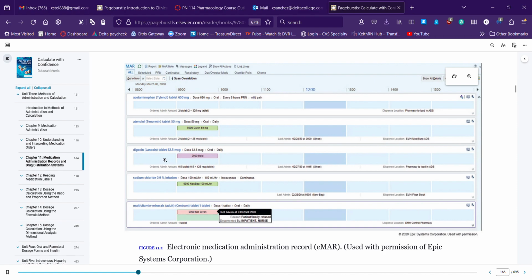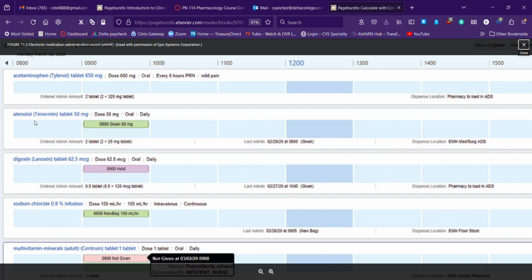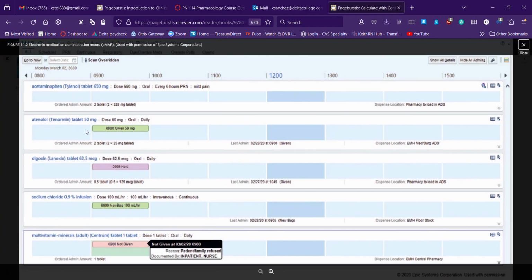Now on these, let's see, sodium chloride infusion. So this is their IV. They're getting 100 milliliters an hour, continuous. So their dig, let's say it is held. So they held this dig. So why would be a reason that they held the dig? Could it be that the apical was too low or the apical was too high? Then what's going to happen is when you click on the hold, they can usually right click on it, and then they're going to put in why it was held.